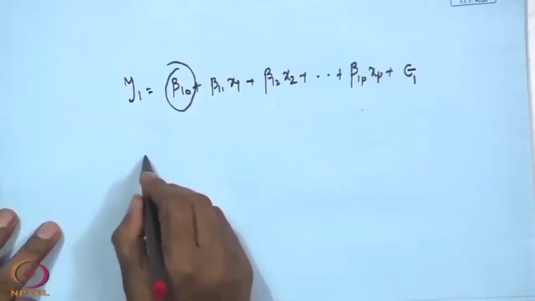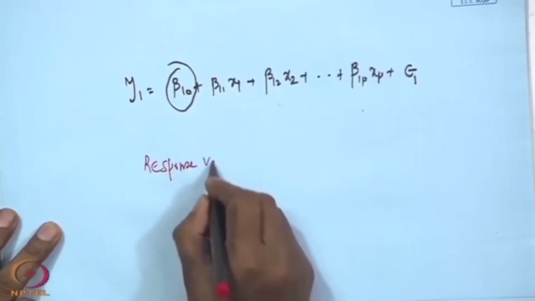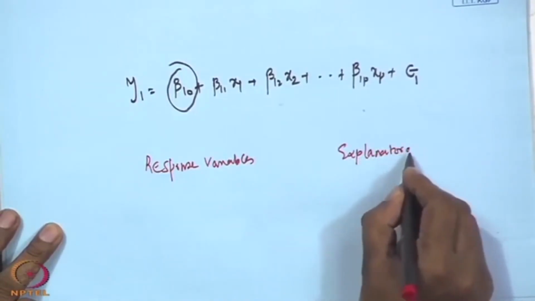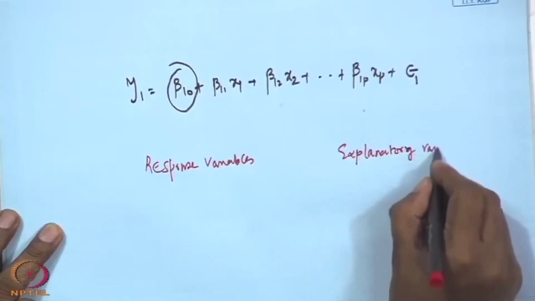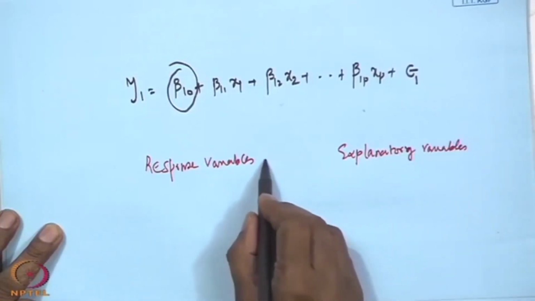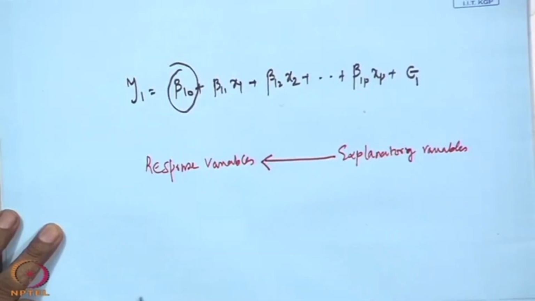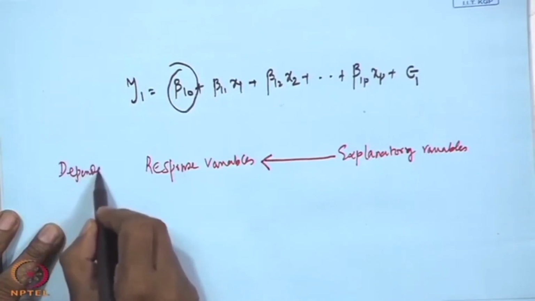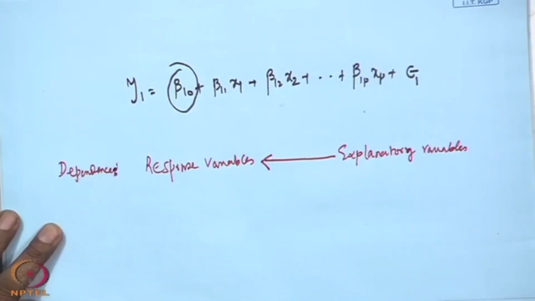So, multivariate models are categorized into two broad groups. One is the dependence model, another is the interdependence model. By dependence model, we say that there are two sets of variables. One is the response side, or response variables, and another is the explanatory variables. So, there are two sides. Explanatory variables are used to explain the response variables. That is the dependence structure.